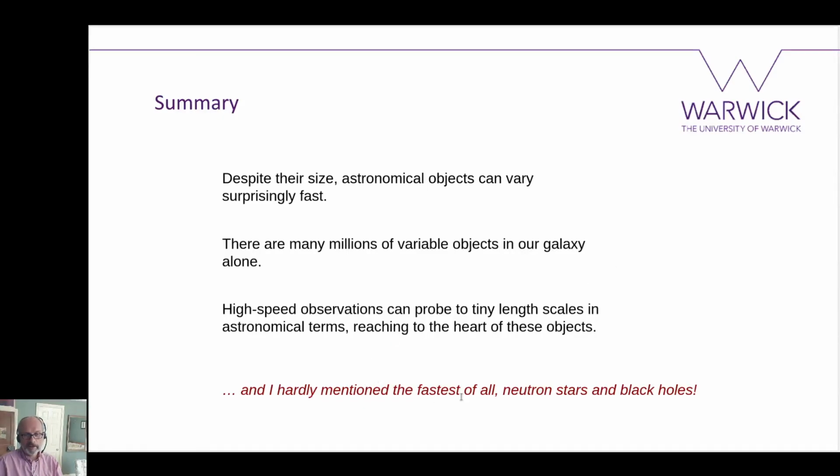And just remember, I hardly even mentioned the very fastest ones of all, neutron stars and black holes, where you can see variations at hundreds of hertz, very dramatic variations, which have been measured in the same sort of way, but even faster than that. And these are pushing the limits of what we can do, because these objects are faint, and so it's difficult to get many photons within short time scales. We need big telescopes to do that.